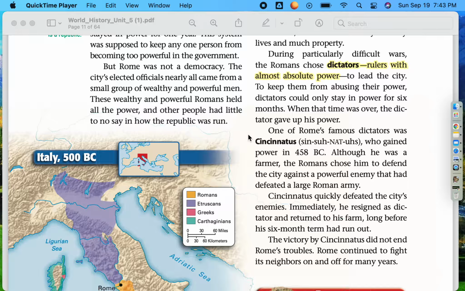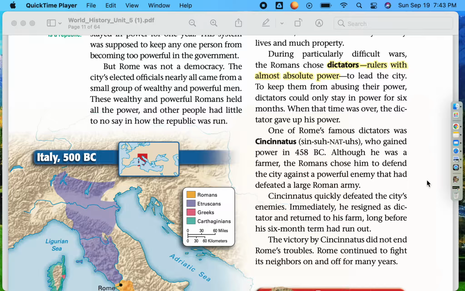And that's why very early on in their government, they decided to make a position called a dictator, a ruler who has almost absolute power. These dictators were supposed to lead the city for about a 6-month time period. And these dictators could come from anywhere within the Roman Republic. It could be somebody that already holds a government office, or somebody from outside of government as long as they were Romans. And that's what brings us to Cincinnatus. Cincinnatus is one of the most famous of all of the dictators.